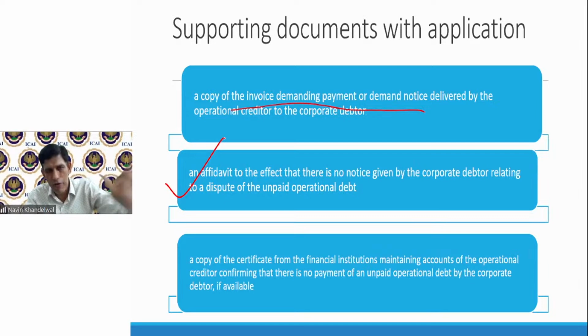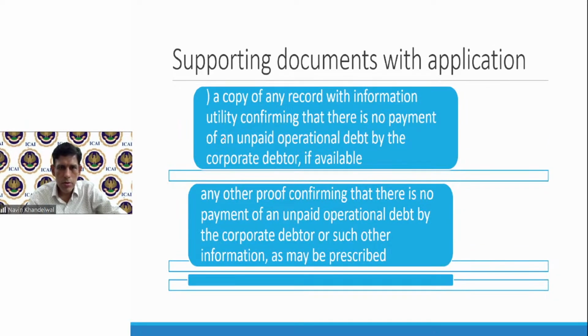He will say that, yes, I'm giving an affidavit that the company has not raised any dispute with respect to my demand notice, or previously any dispute was raised by the company. That is not there. And a copy from the financial institution that, yes, no payment has been received from that corporate debtor. Even after sending the demand notice, they have not made any payment. Or you can submit a copy of the information utility proving that this had supplied these goods to this particular person, but he has not made the payment. Or any other supporting which will prove the claim of your debt.